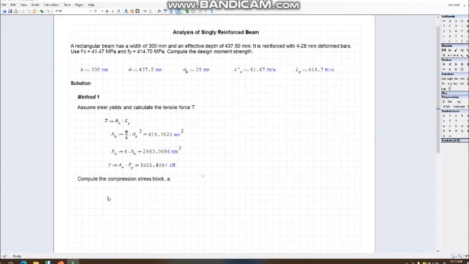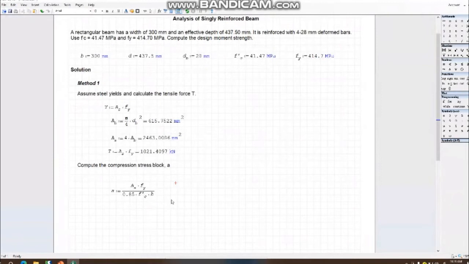Okay, so ang atong A, we already have the formula. A is equals to AS times FY divided by 0.85 times FC prime times B. Okay, and that is the formula. Since everything is given, AS, FY is given, FC prime is given, our B is given, so we can immediately calculate.